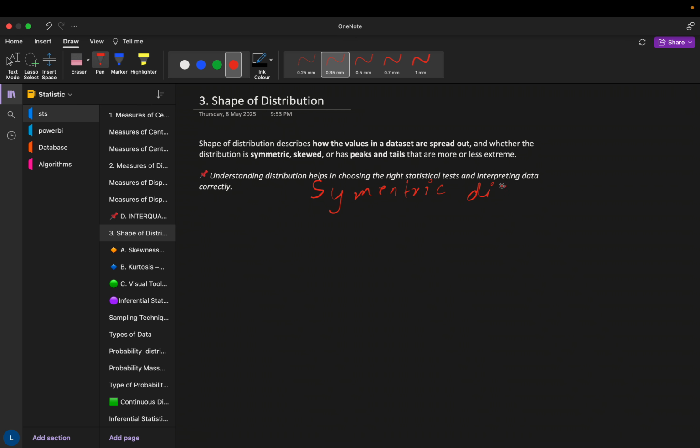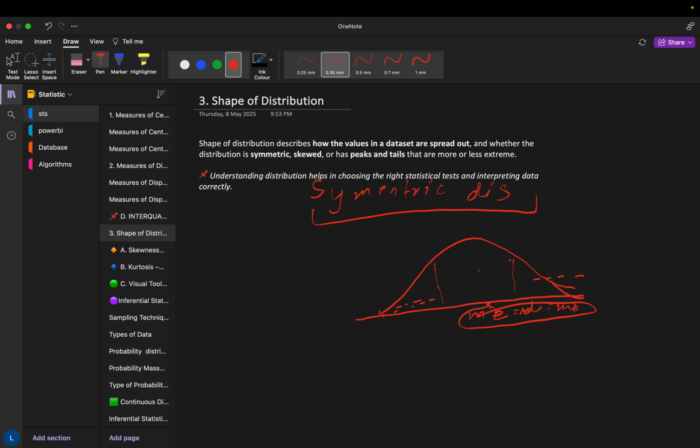Symmetric distribution. This is normally the bell-shaped distribution. We normally have the bell-shaped curve where most of the values are around the center, and as we move away our values are fewer, meaning most of the values are in the center. Here we normally have mean equal to median, median equal to mode. Here mean, median, and mode are all equal.